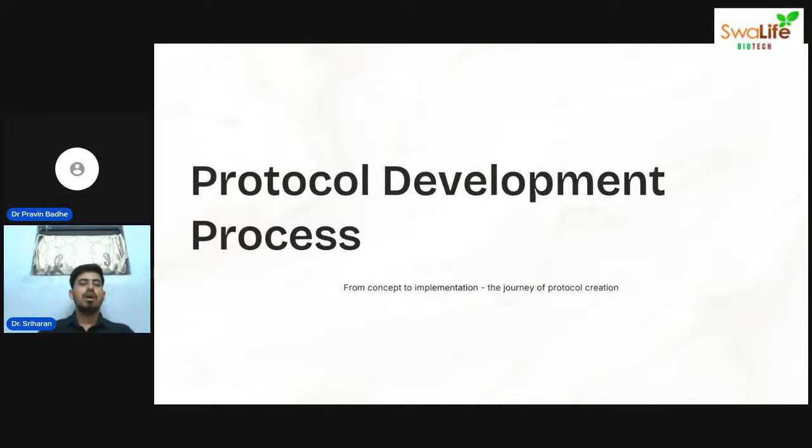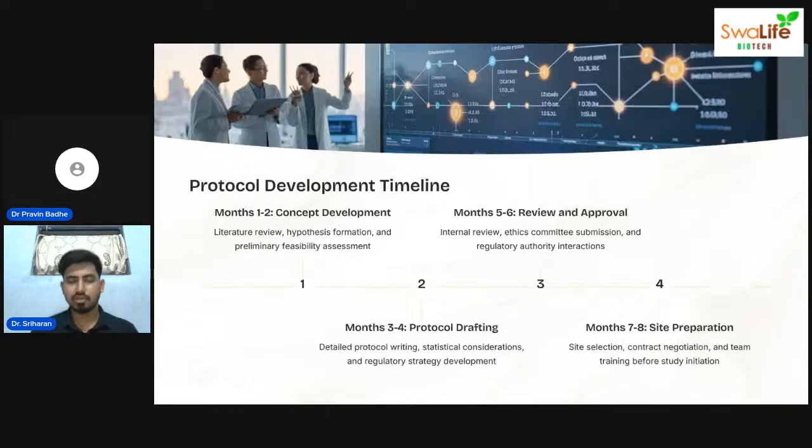Now we are going to see how the development process takes place and how long it will take. We cannot develop the protocol in a single day or within 10 or 15 days. So we look at its timeline, about 1 to 8 months. First, in the first 1 to 2 months, concept development takes place. We review articles from databases, formulate hypotheses, and use databases like PubMed, Cochrane. Likewise, in concept development, the research question is defined.